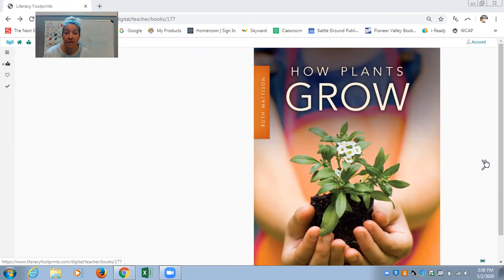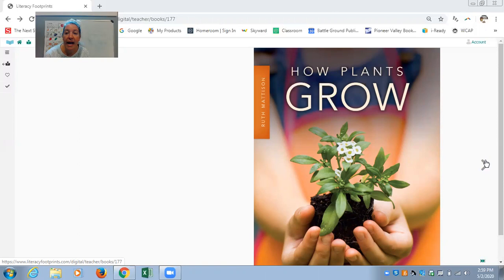So this is a nonfiction book. How can I tell just by looking at the cover that this might be a nonfiction book? What clues does the author leave us? Well, I see that there's a real photograph of a person. It looks like a child holding a plant in their hand.